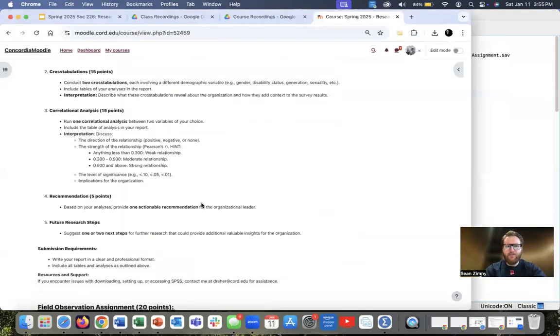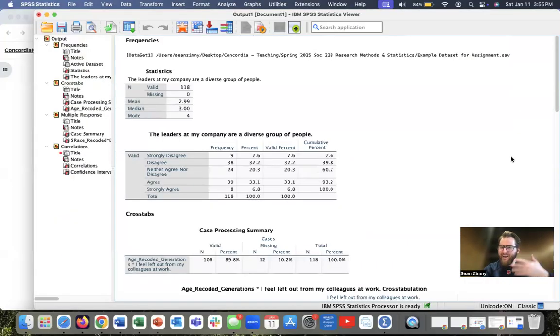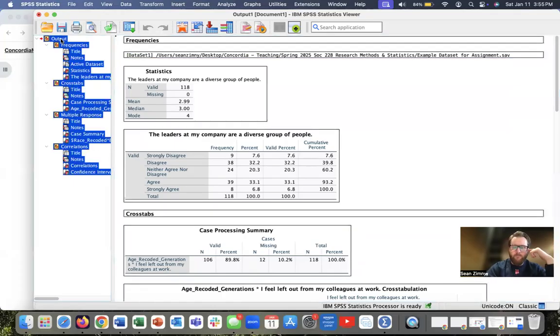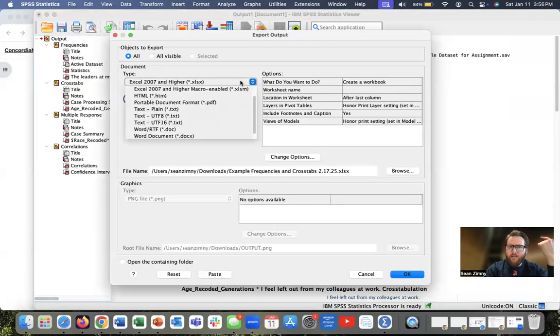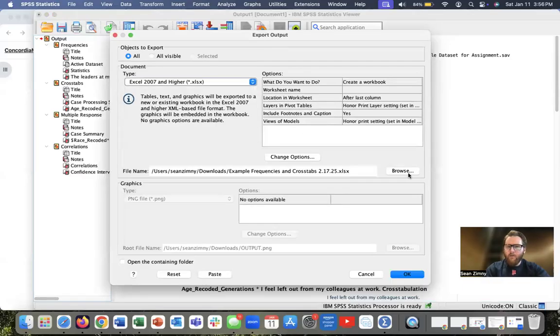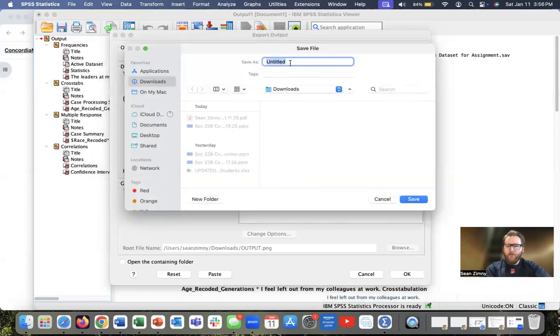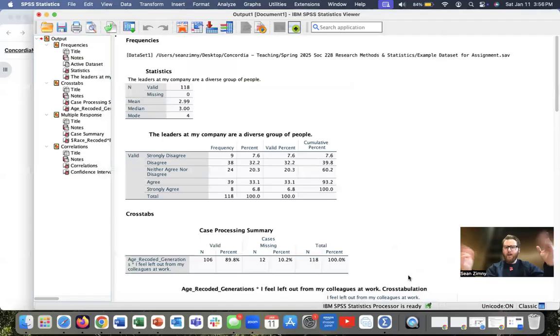There are other things in here like your recommendations and future steps. You're going to have to describe, right, actually explain the analyses to me, like I don't know how to read them. But let me show you how to export this output for ease as well. Go all over to the top left, right up here, click the word output. Right click, go down to export, do it as an Excel doc or a Word doc, whatever you prefer. Go down here to browse under file name, and let's do this under downloads, just assignment output, assignment SPSS output.